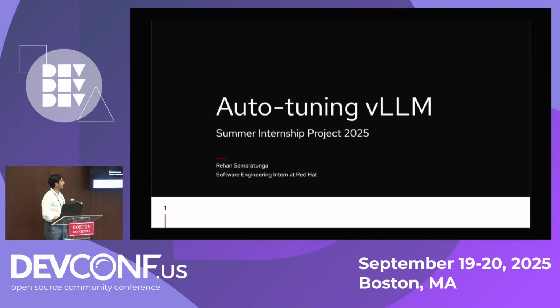So over the summer this year, I worked at Red Hat, and my project was auto-tuning vLLM. I was a software engineer intern at Red Hat.